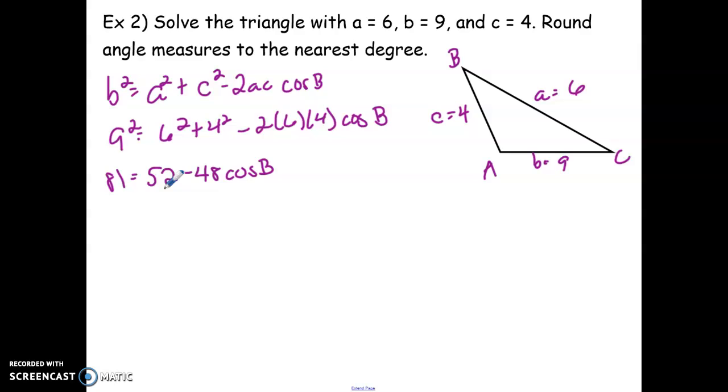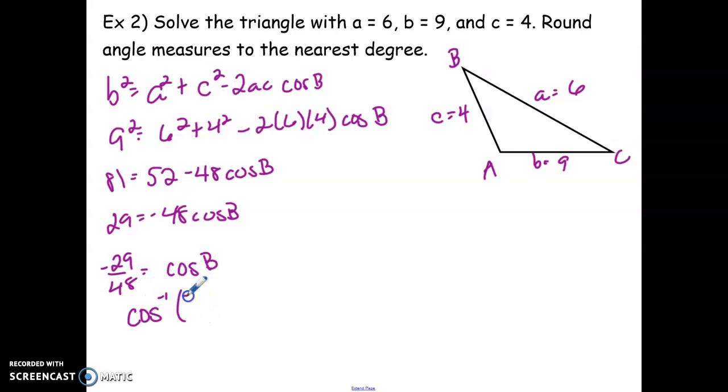So 81 minus 52 is 29. And then if I divide by negative 48, I get negative 29 over 48. And then I can do inverse cosine. So if I type inverse cosine of negative 29 over 48 in my calculator, I will get B. So inverse cosine of negative 29 over 48 is 127 when we round to the nearest degree. So angle B is 127.